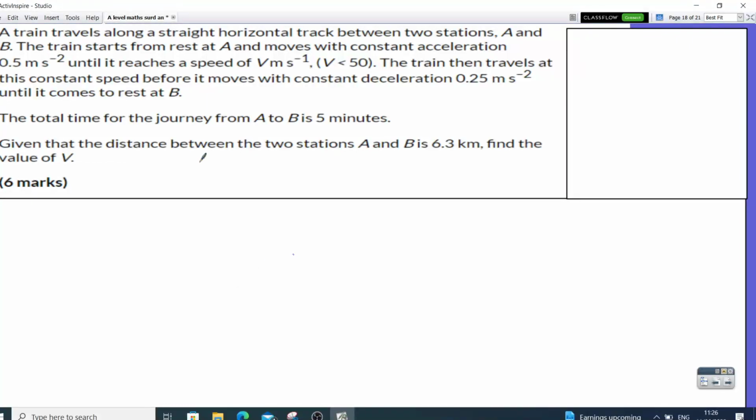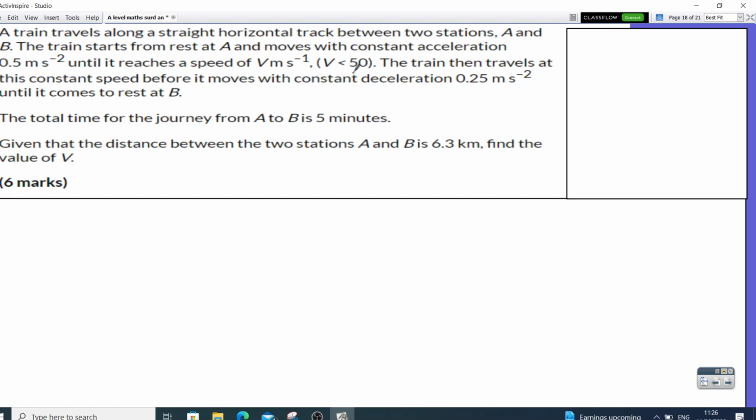Hi everyone, let's have a quick look at this question. So it goes, a train travels along a straight horizontal track between two stations, A and B. The train starts from rest at A and moves with a constant acceleration of 0.5 meters per second squared until it reaches a speed of V, where V is less than 50.